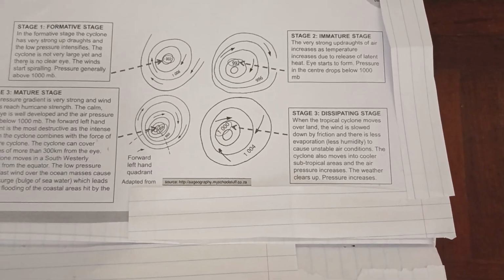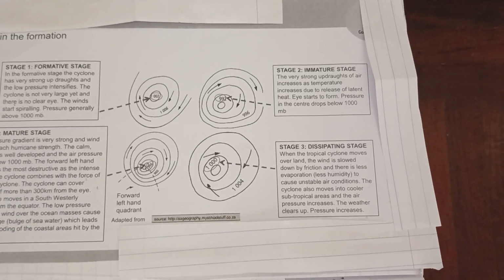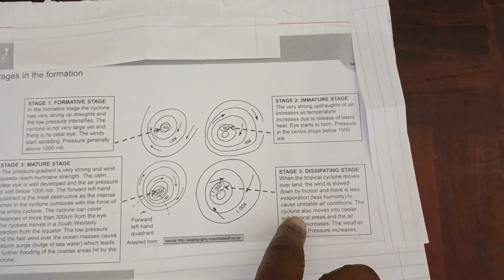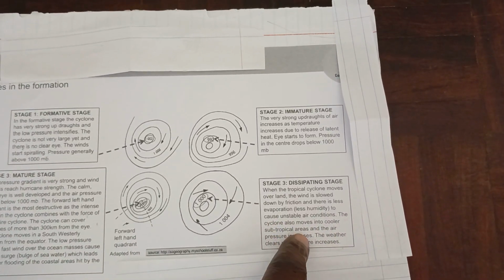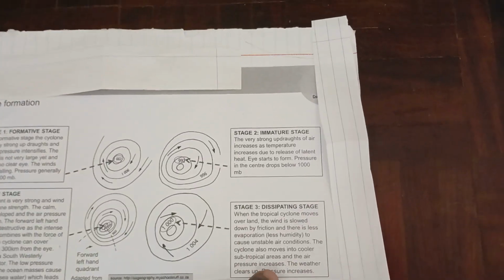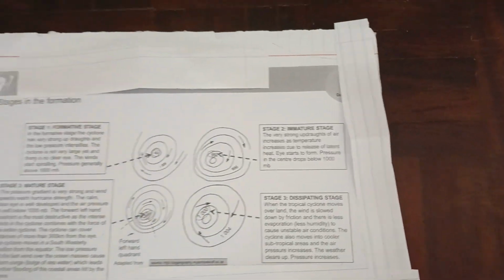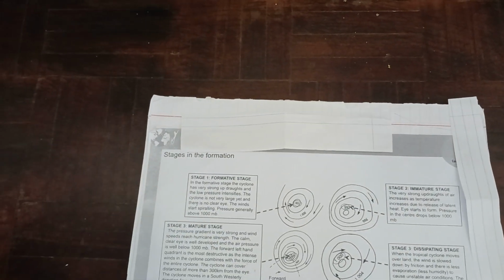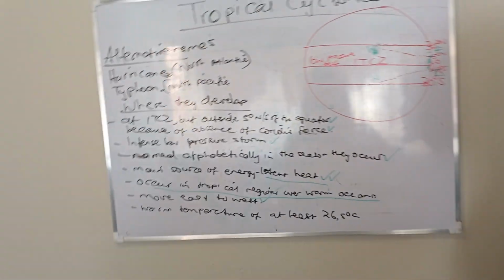The source of moisture, since it has moved from the tropics, where normally we have the warm ocean, has now been lost, and it has lost most of its moisture. The tropical cyclone moves into cooler subtropical high areas and the air pressure increases. The weather clears up and pressure increases, okay? I want to take you back to the diagram now. What is it that we are trying to say?